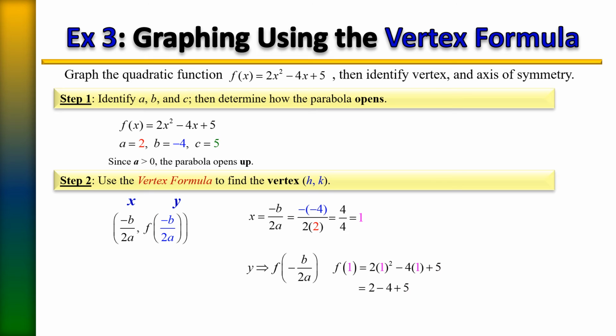Now let's combine those three numbers together, moving from left to right. A 2 combined with a negative 4 is going to give me negative 2. Negative 2 combined with a positive 5 is going to give me 3. So our output, or our y value, is 3. So my vertex is located at 1, 3.